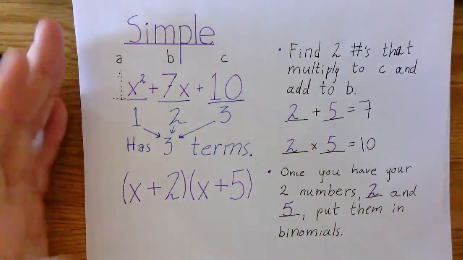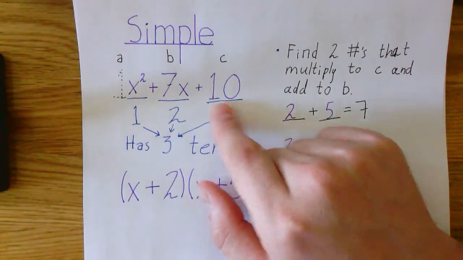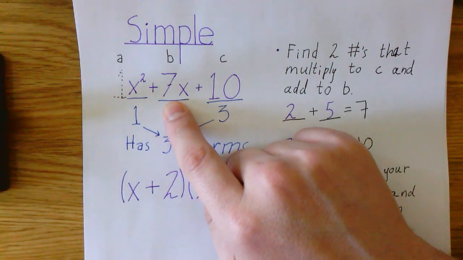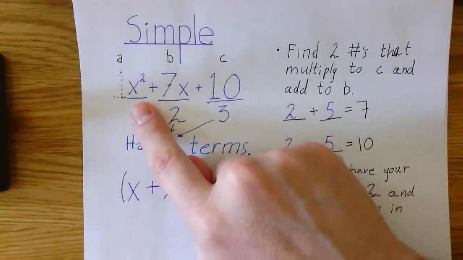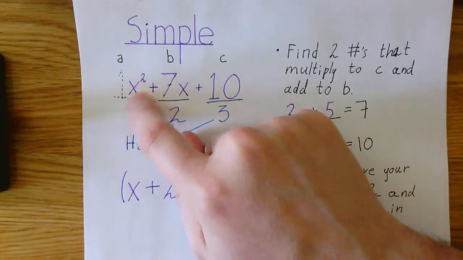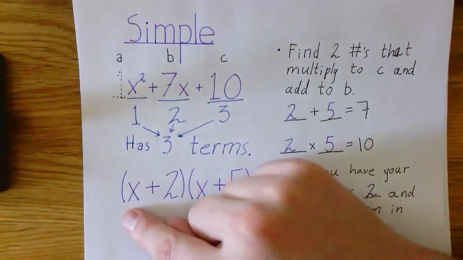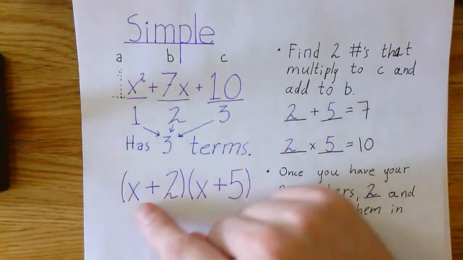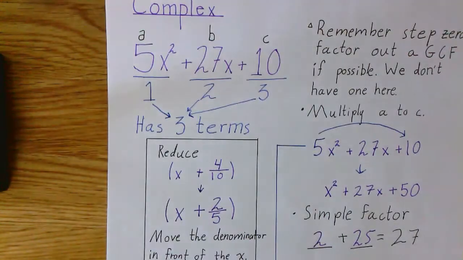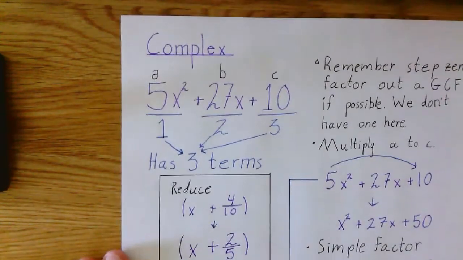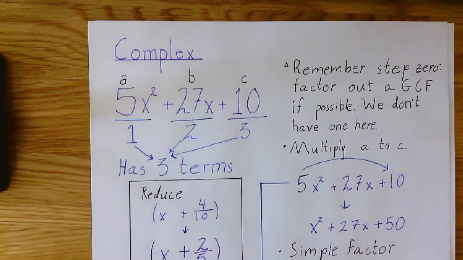SparkNotes version: find two numbers that multiply to C. Those same two numbers have to add up to B. They go in binomials. Ask yourself, what two things multiply to give me this first term? So x times x gives me x squared. That's what you put in front of your binomial. Simple factoring. Cool. The second type of factoring you're going to see on your quiz.